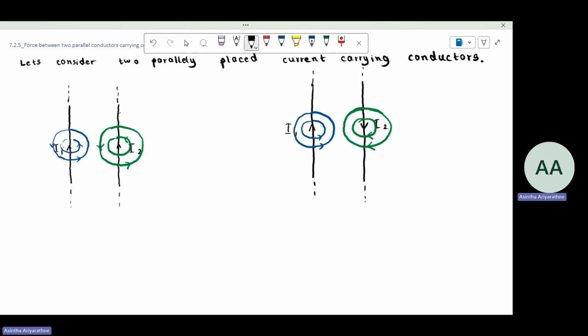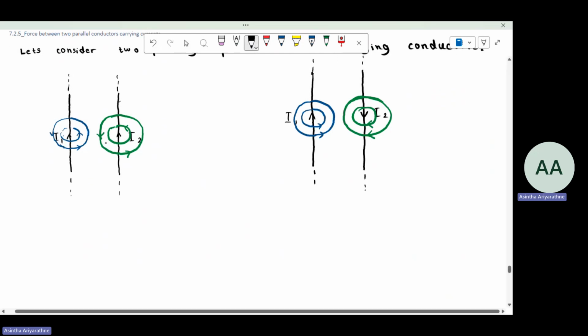So here we can clearly see, if we take the middle region between the two conductors, according to this first figure, the fields get cancelled out, right? Because these blue lines are upward and these green lines are downward. So the magnetic fields would get cancelled out because they are opposite in direction.